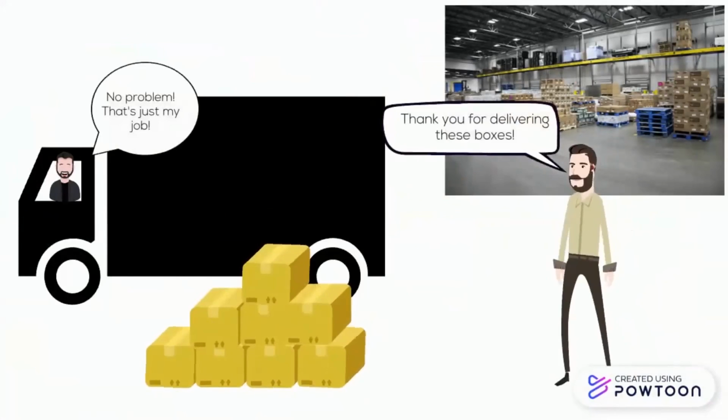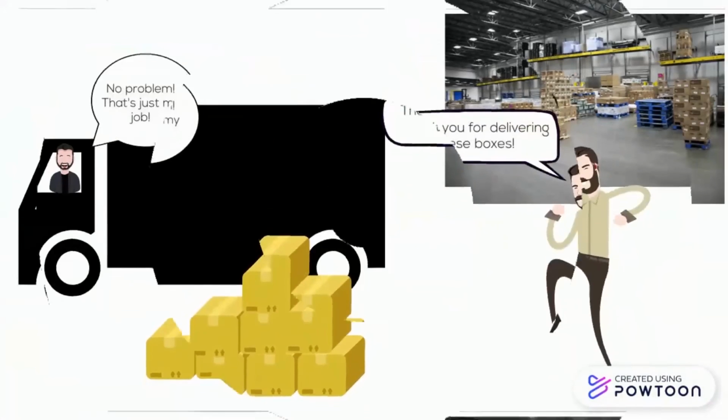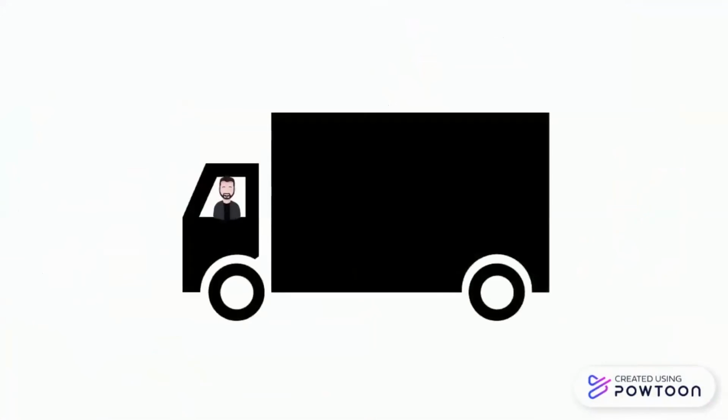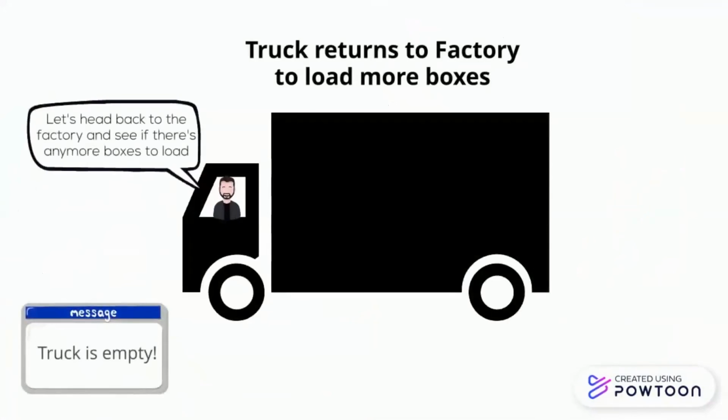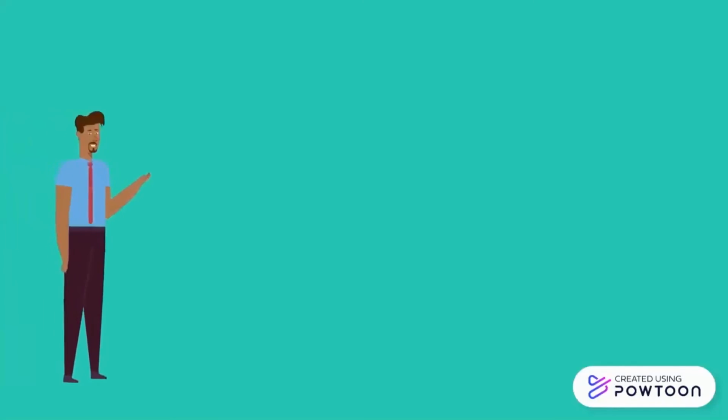Once all the boxes have been delivered, the truck is empty again, which means the buffer is empty again. So it will go back to the producer and inform you that the truck is empty, you can put more boxes inside the truck. In technical terms, it means that the buffer is empty, you can add more data now, you can produce more data. So that's what happens when the truck is empty.